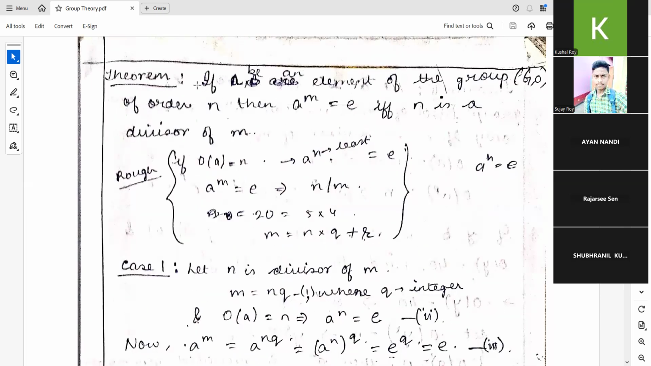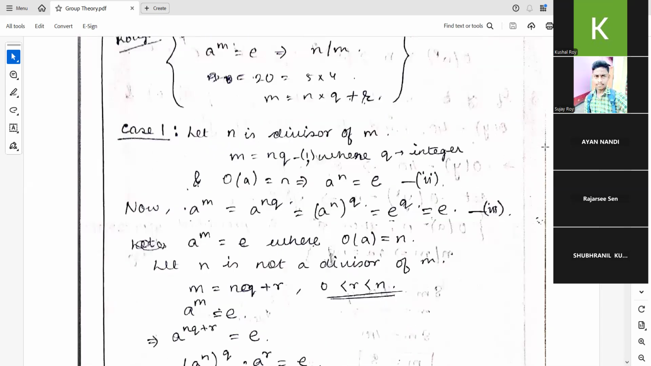Now our next theorem is: if A is any element of the group G whose order is n, and A to the power m is equal to E, then n must be a divisor of m. So A to the power m is the identity element if and only if n is a divisor of m. What we have to prove: if the order of any element A is n, then n must be a divisor of m, where A to the power m is identity.